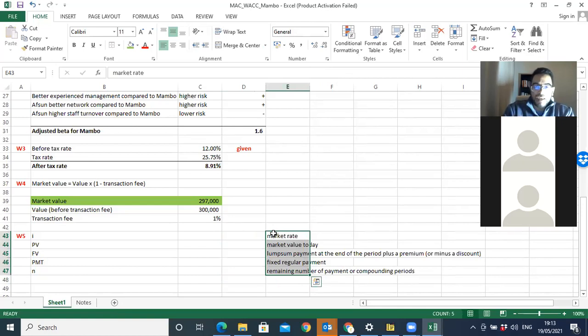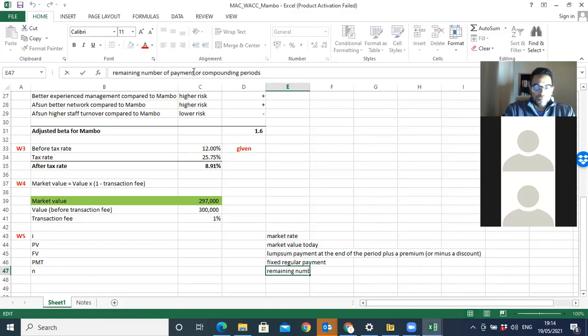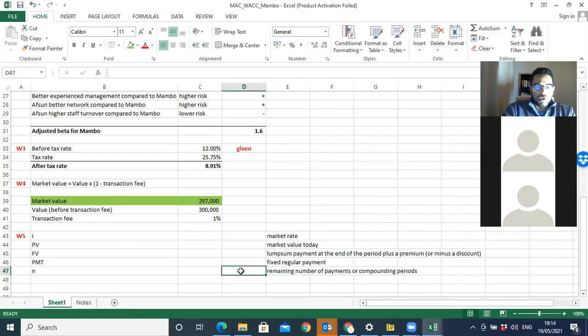So I refers to your market rate. PV is your current market value, your market value today. FV is your lump sum payment at the end of the period, plus or minus a premium or a discount. PMT is your fixed regular payment, and N is the remaining number of payments or compounding periods. N is equal to the number of remaining years multiplied by the number of payment periods per year, or the number of compounding periods per year.